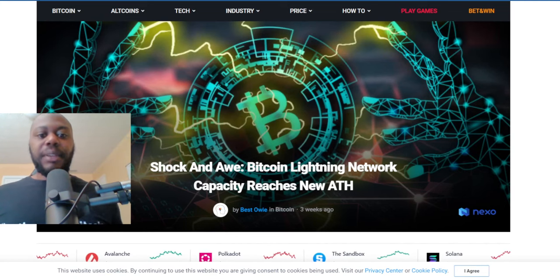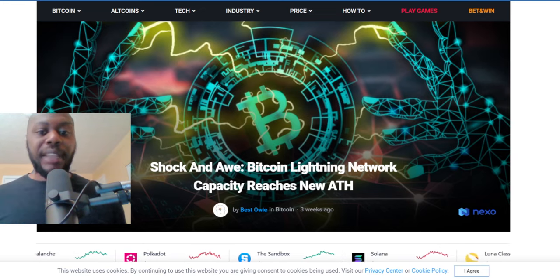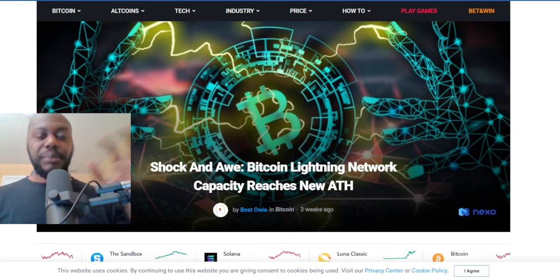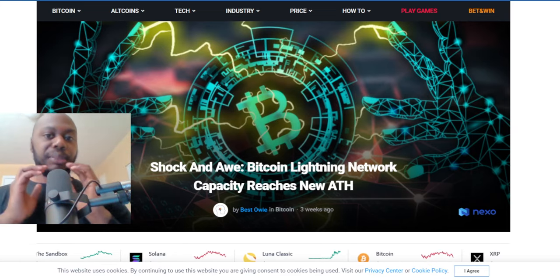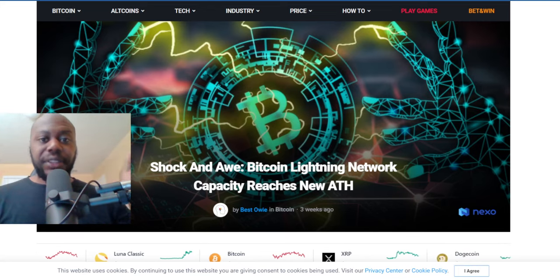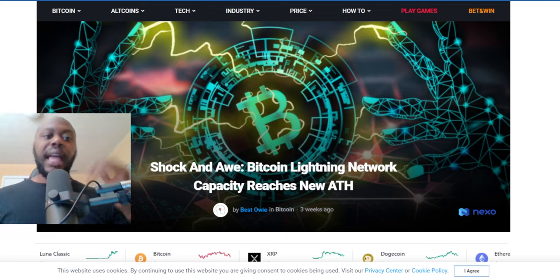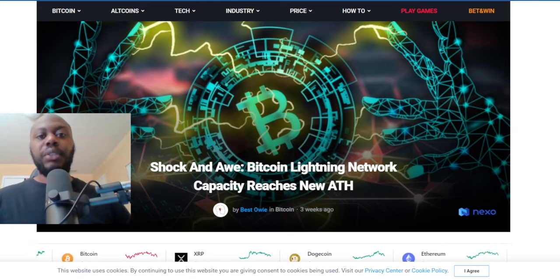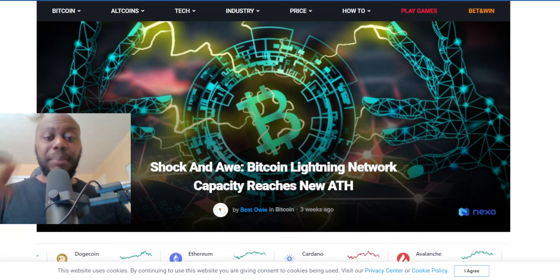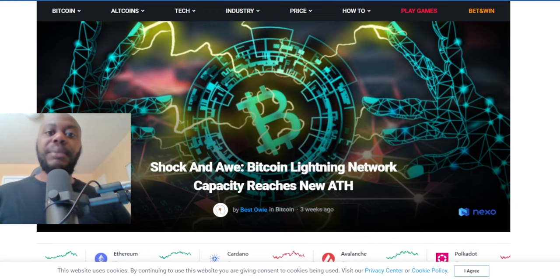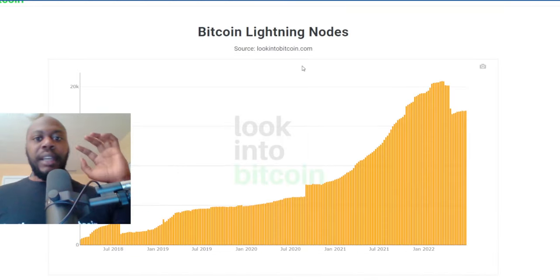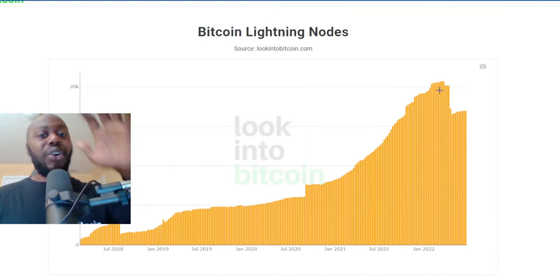Here's another thing. Bitcoin Lightning Network capacity reaches a new all-time high. So what is the Lightning Network? The Lightning Network is a layer 2 solution that's being built on top of Bitcoin's blockchain. So there's a lot of gripe about Bitcoin not being scalable, not being sufficient for payments, et cetera, et cetera. However, this Lightning Network is being built on top of it to enable those additional features, instantaneous payments, and being able to settle much, much quicker. Looking at this Bitcoin Lightning nodes chart, you can see over time that it has only gone up.